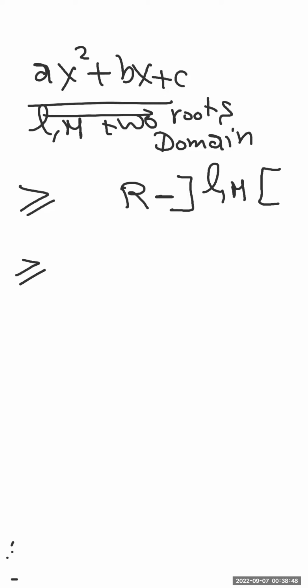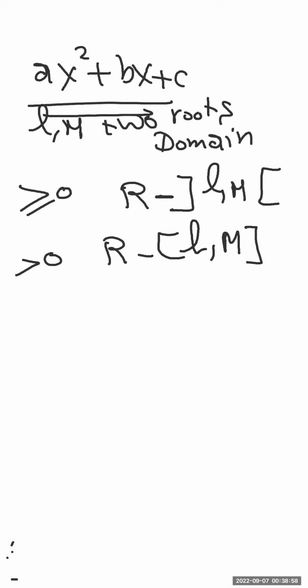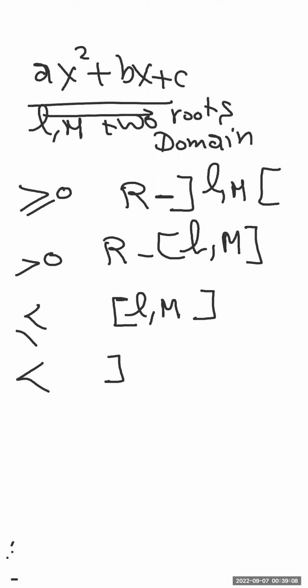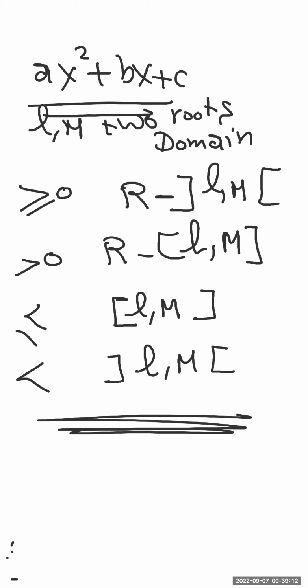If it's only greater than 0, then simply real numbers difference the closed interval of the two roots. If it's smaller than or equal, directly the interval L and M. If it's smaller than only, directly the interval L and M, but open. These are the 4 cases for the inequality. Okay, guys?